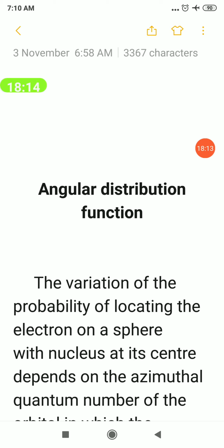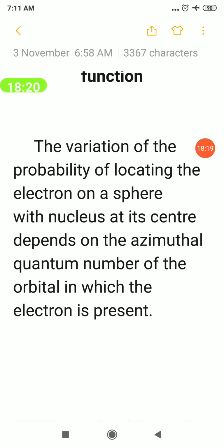There we considered distance. Here we will consider the angle. The variation of the probability of locating the electron on a sphere with the nucleus at its center depends on the azimuthal quantum number of the electron in which the electron is present. Already we know, out of the 4 different quantum numbers, the second one, the azimuthal quantum number, tells us about the direction of orbitals.